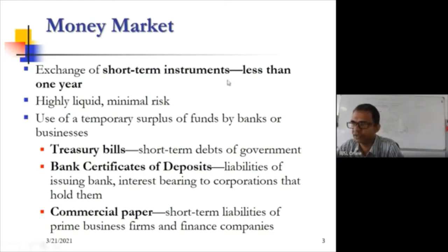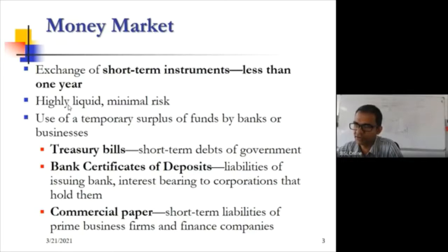What does it mean by liquidity here? You can trade those instruments without having any impact on the market price. And since it's only for a very short period, risk is low. It doesn't mean that there's no risk, but it is low compared to the capital market products.